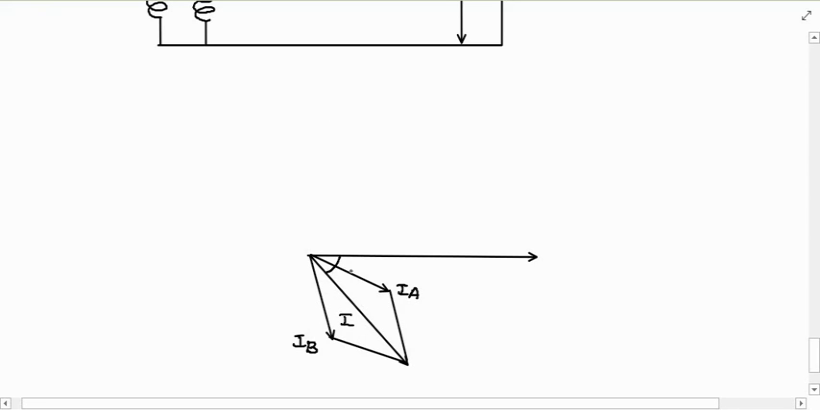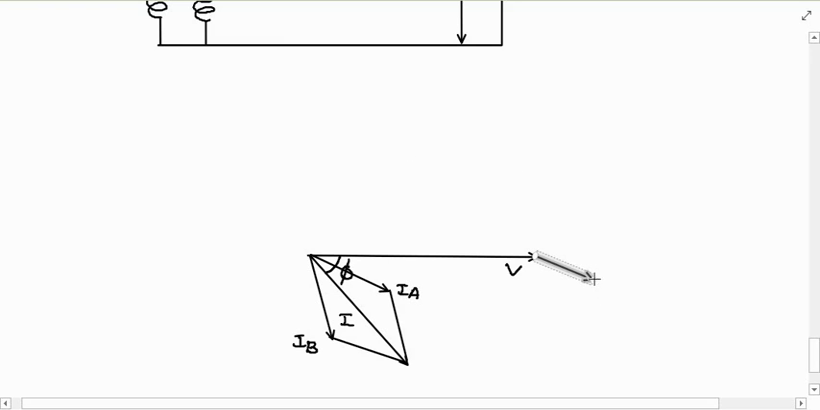The angle between V and I is always the power factor angle phi. Now first of all I will draw the impedance triangle for transformer A. So parallel to IA I will draw the IA RA drop.